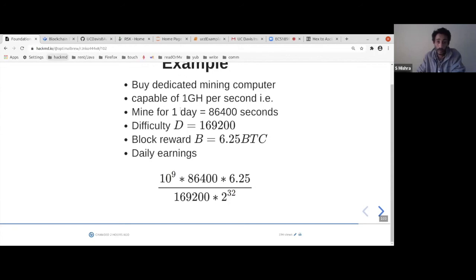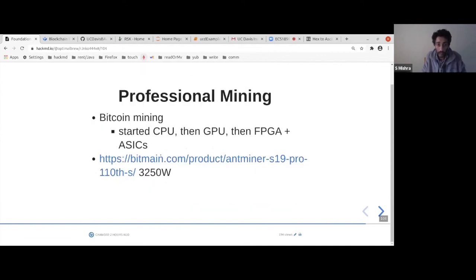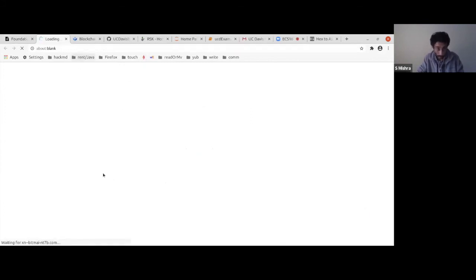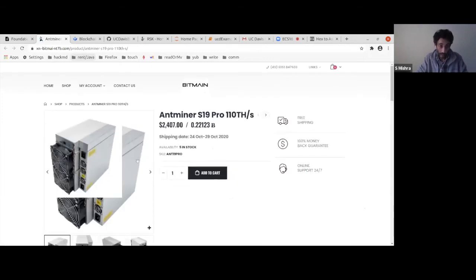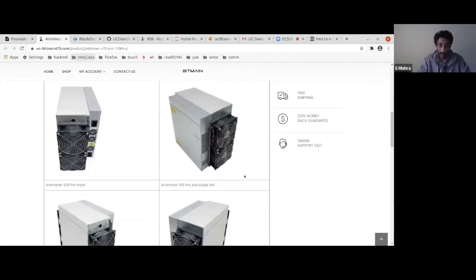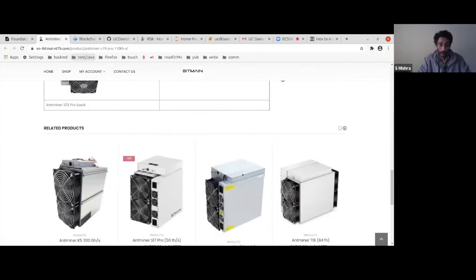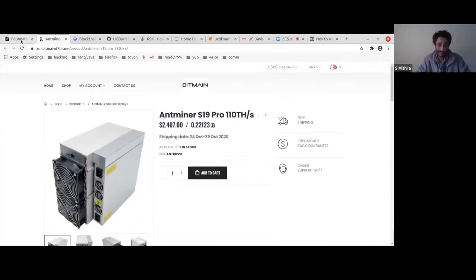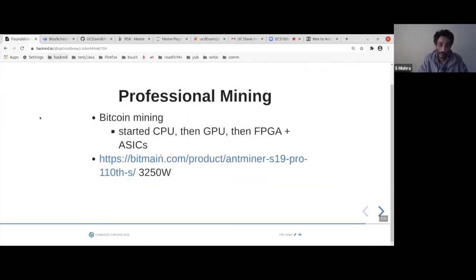Using that formula, if you have equipment that can do 1 gigahash, which is really nothing these days, professional mining equipment can do more. I had a link to an ASIC unit here. This is an advanced mining unit, I mean, it's not a computer, you attach it to your computer. All this does is it's hardware specifically designed to compute double SHA hashes of Bitcoin headers. It costs $2,400, and if you put this in your dorm room, someone is going to notice because one, it consumes about 3 kilowatts, so it's like running three space heaters in your room, and it also weighs about 30 pounds. But the generating capacity is 110 terahash per second.